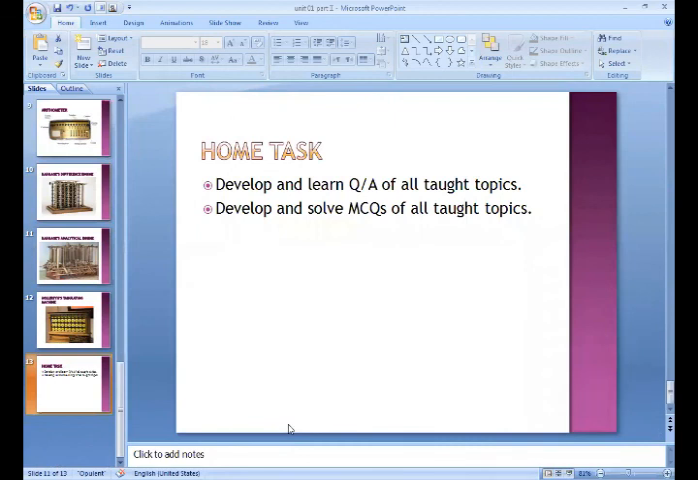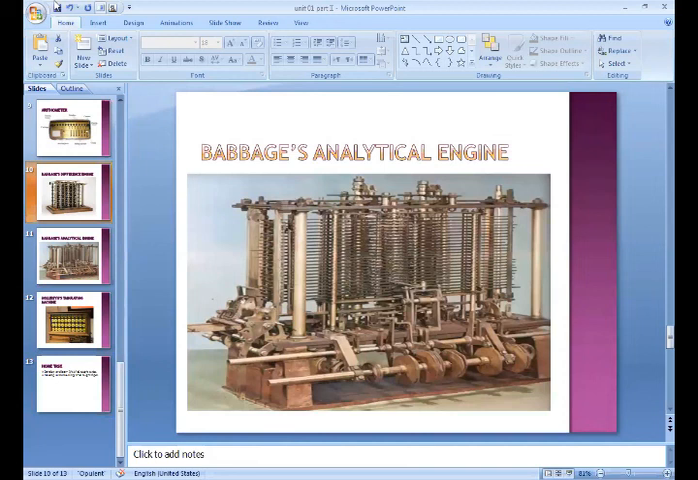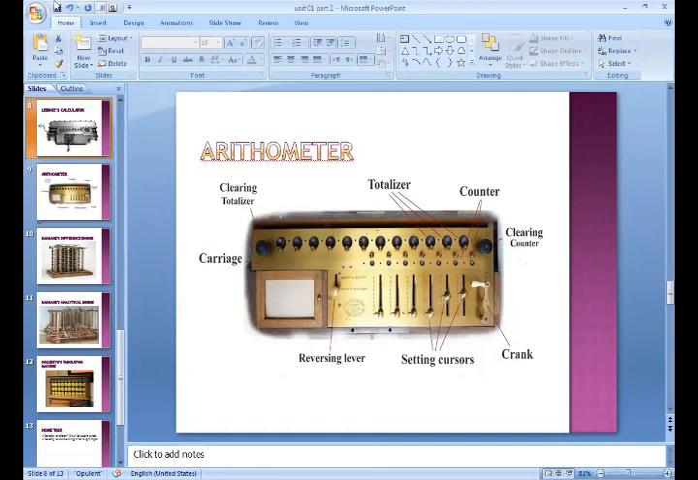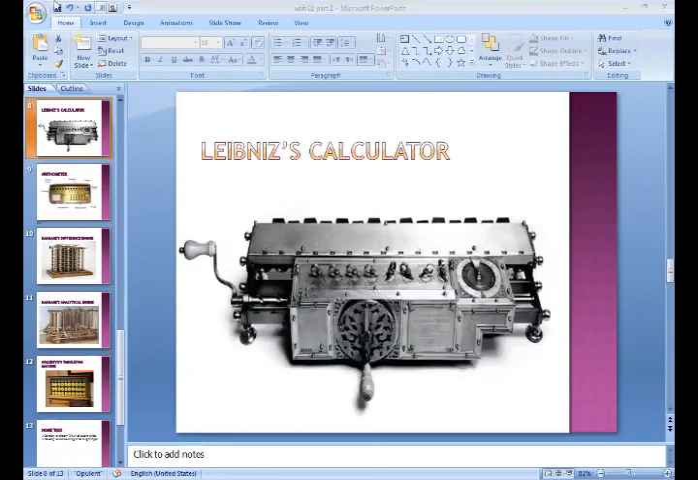Okay, home task. Here you see the slide, and it is a home task: develop and learn question and answer of the topics, and develop and solve MCQs of all the topics. For example, abacus, Charles Babbage, Napier's bones, difference engine, and Leibniz, Archimedes.